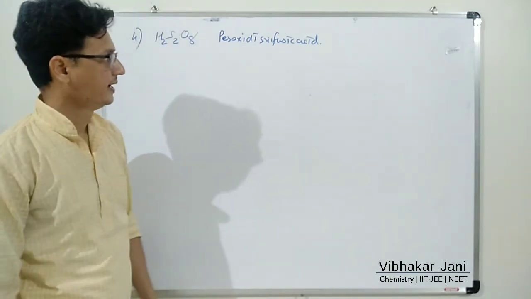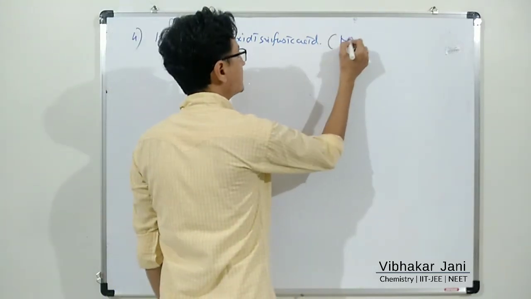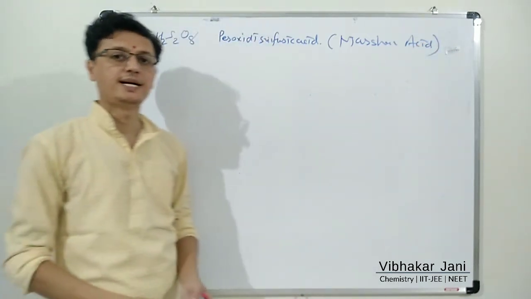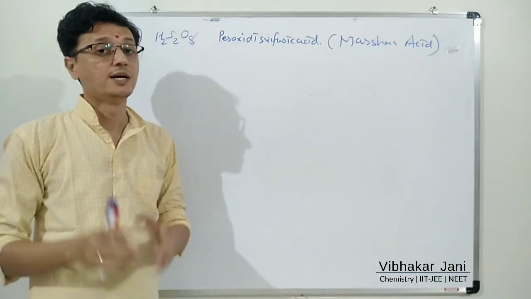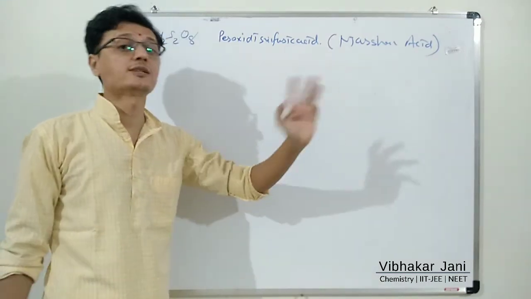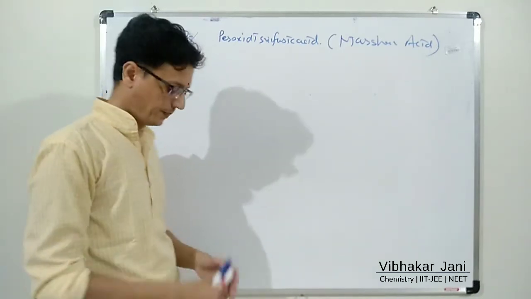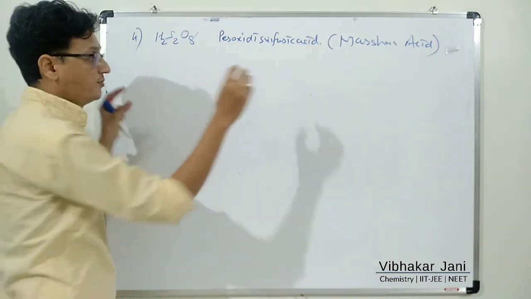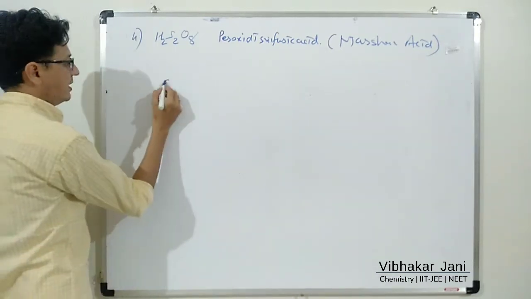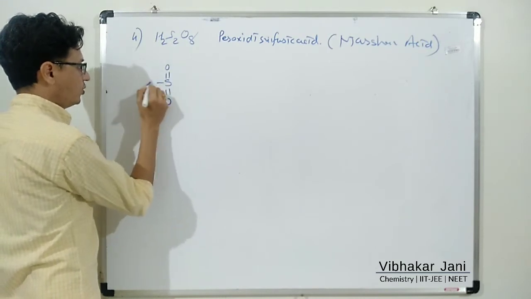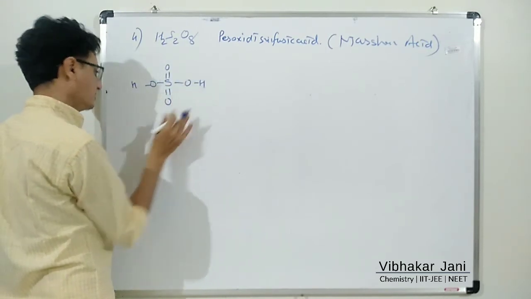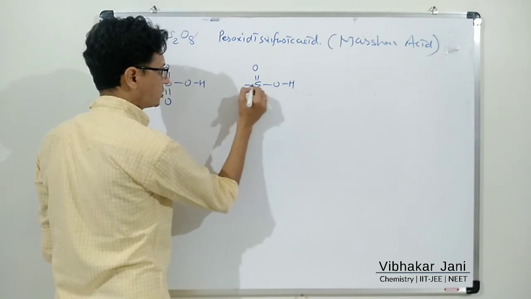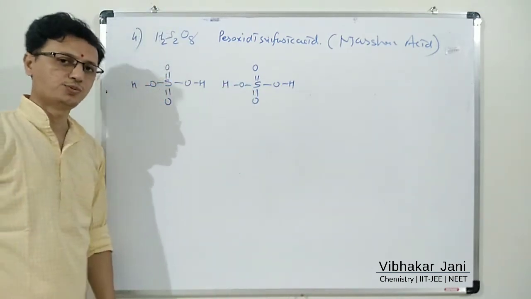We will count it. And the other name for this compound is Marshall acid. Peroxydisulfuric acid is also known as Marshall acid. This is the other name or industrial name of this compound. We have to remember that. Okay, now let us draw the structure of this compound. We have to draw two sulfuric acid structures. One S double bond O, S double bond O, OH, again OH. This is one molecule of sulfuric acid, and S double bond O, OH, OH. This is the second molecule of sulfuric acid.